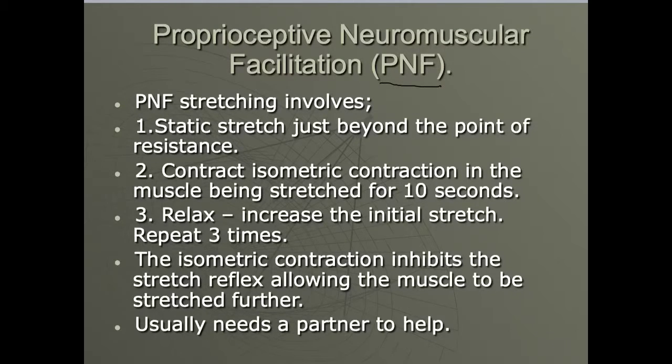PNF stretching, also known as proprioceptive neuromuscular facilitation, has a 3-step process. So first of all, you take a static stretch to your limit of range of motion, just where you feel that point of resistance. And then you contract isometrically against that stretch position for 10 seconds. That contraction switches off the stretch reflex. So now when you relax, you can actually increase the initial stretch because that stretch reflex has been inhibited, and it will allow your muscle to stretch further. You can repeat this up to about 3 times.